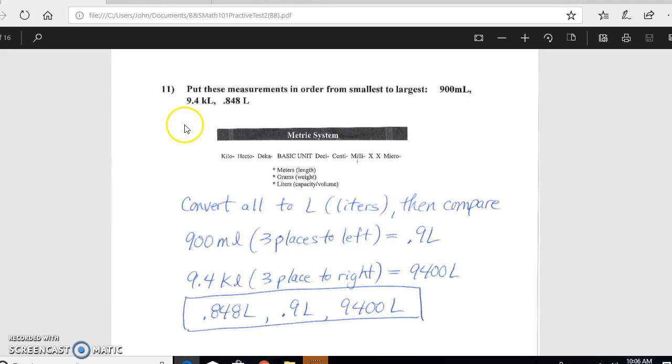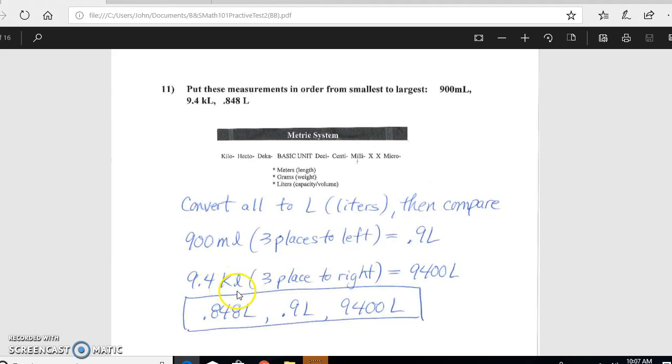The second unit that I need to convert is the 9.4 kiloliters. And I look at my table and I see kilo over here on the far left. Liters is in the middle. So to convert from kiloliters to liters, I'm going to move 1, 2, 3 places to the right. And so I'm going to take my decimal point and move it 3 places to the right.